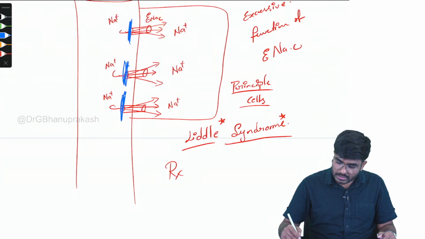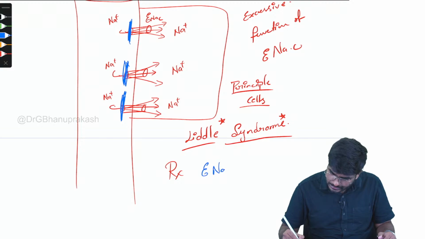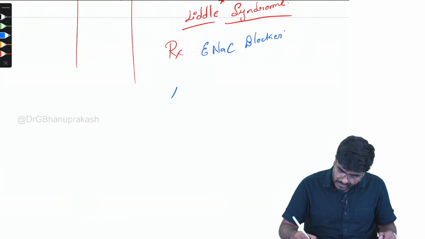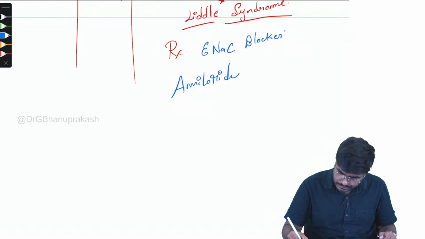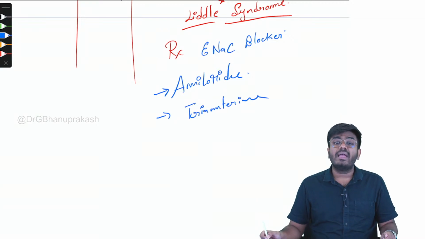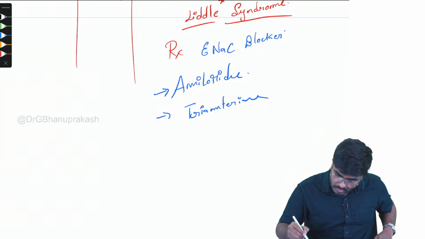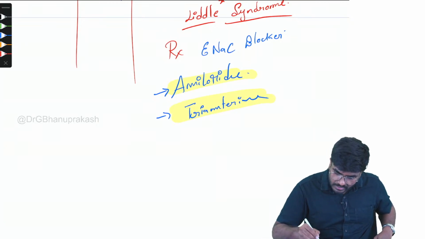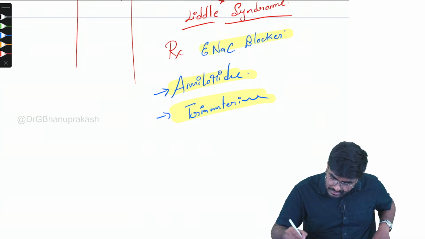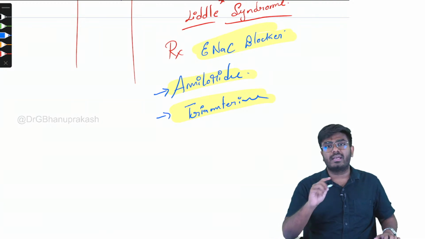Can you name me epithelial sodium channel blockers? ENaC, epithelial sodium channel blockers are the ones used in the treatment of Liddle syndrome. The names of the drugs are amiloride and triamterene. So what is the mechanism of these drugs? Amiloride and triamterene are epithelial sodium channel blockers.